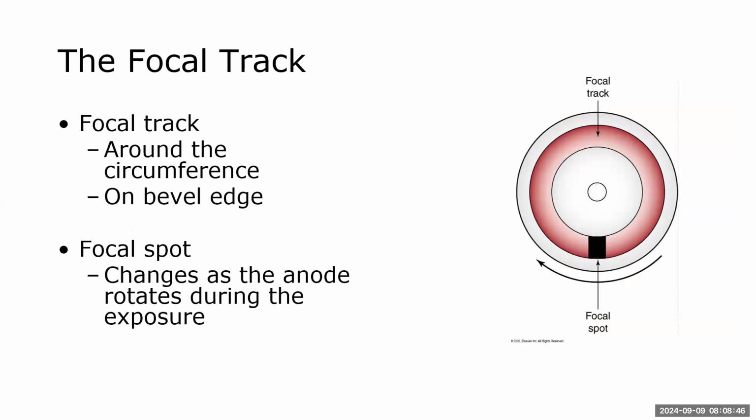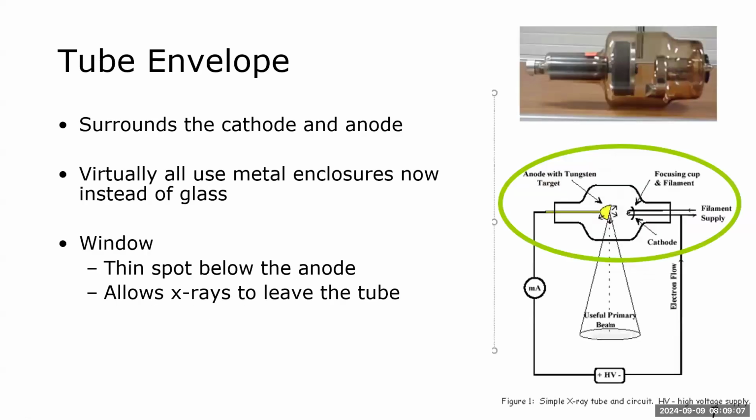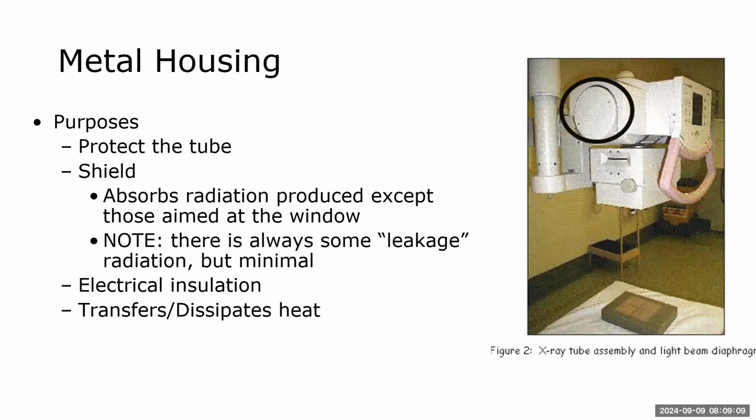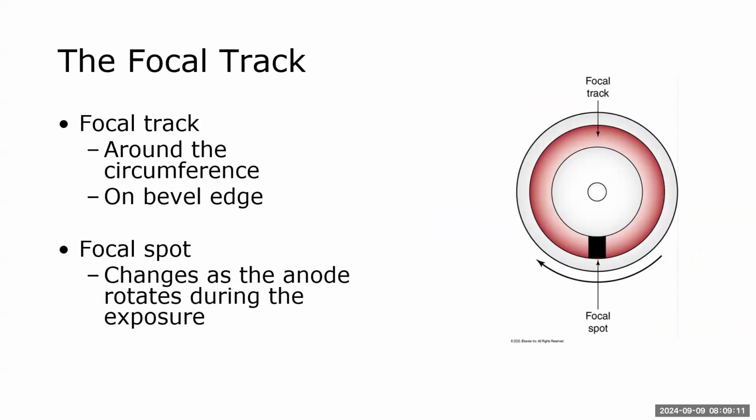And so the focal spot is going to change as the anode rotates during the exposure. So any of this area is a possibility of X-rays being produced, but where they are actually produced is where the electrons interact with it. We'll talk about that a little bit more here in a minute. That's called your focal spot. So when we are, okay, we'll get to that more in just a minute.